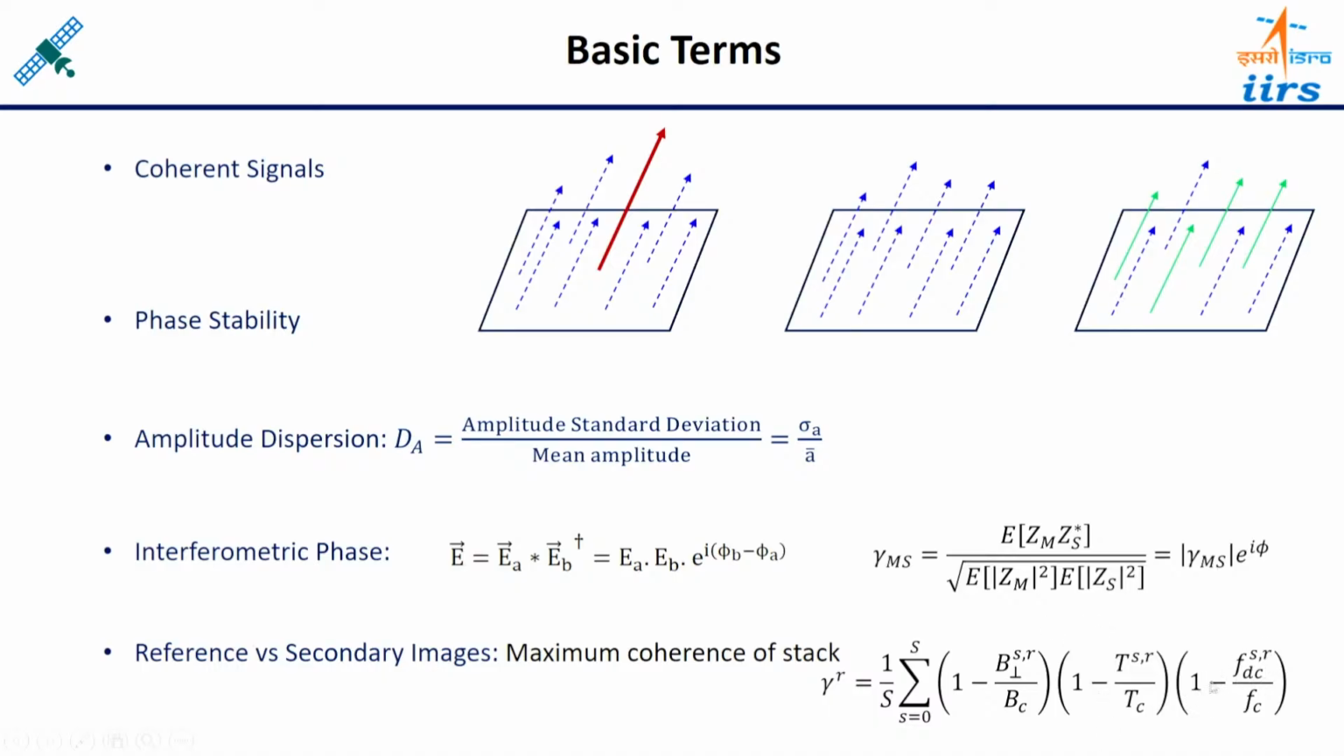And the third term is 1 minus FD between secondary and reference, divided by FC. This is also a similar factor. FD is basically the Doppler baseline, and FC is the critical Doppler baseline. The Doppler baseline is basically the Doppler effect. The Doppler effect is because of the motion of the satellite. Suppose the satellite is acquiring the data and some swath is there. The swath is, let us say, 400 kilometers or 250 kilometers, something like that. And the satellite is moving along the satellite trajectory, or along the azimuth.